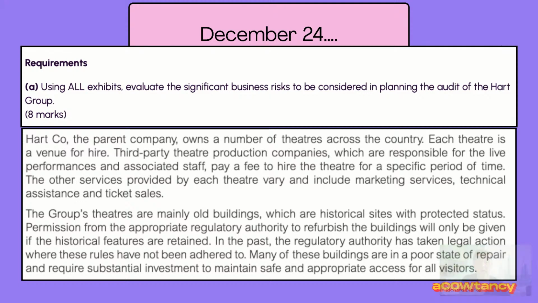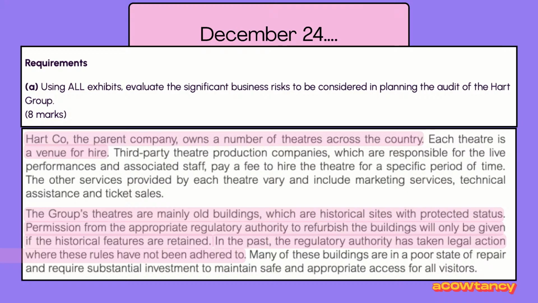So this is one of the exhibits. Hart owns a number of theatres across the country. Each theatre is hired out, basically. The group's theatres are mainly old buildings, historical sites with protected status. And we get permission from the regulatory authorities to refurbish the buildings, but only if the historical features are maintained. And actually, in the past, the regulatory authority has taken legal action where these rules have not been adhered to.